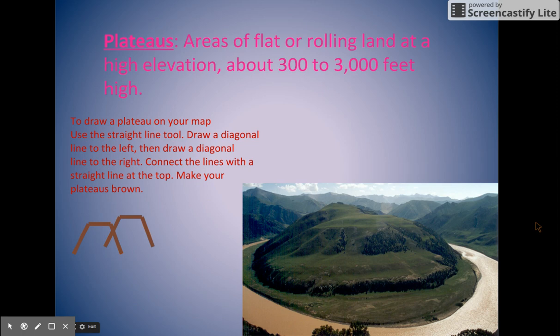Plateaus are areas of flat and rolling land at a high elevation, about 300 to 3,000 feet high. To draw a plateau on your map, you want to again use the straight line tool. You want to draw a diagonal line to the left, then a diagonal line to the right, but leave space between the two diagonal lines. You're going to connect these lines with a horizontal line across the top, creating a flat-topped mountain. Make your plateaus brown.